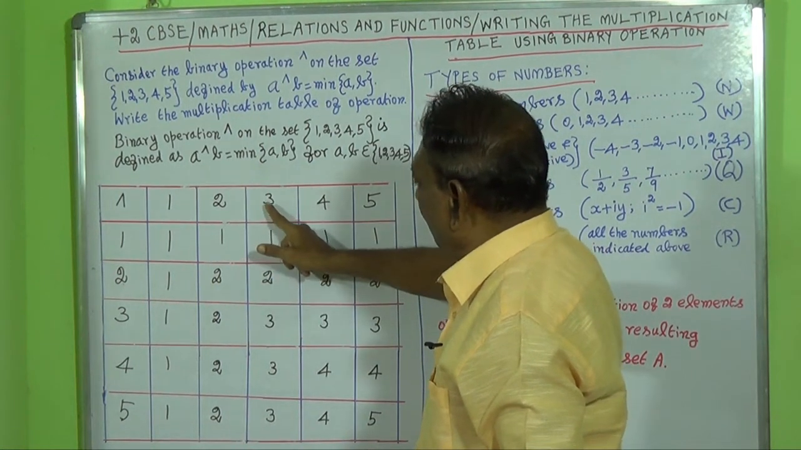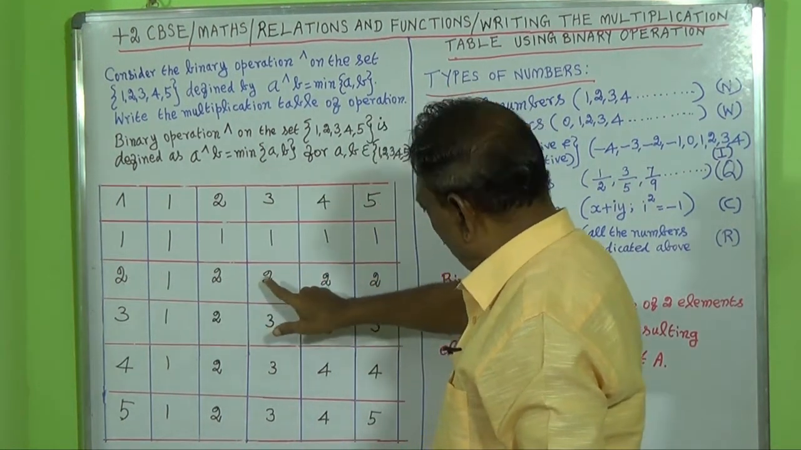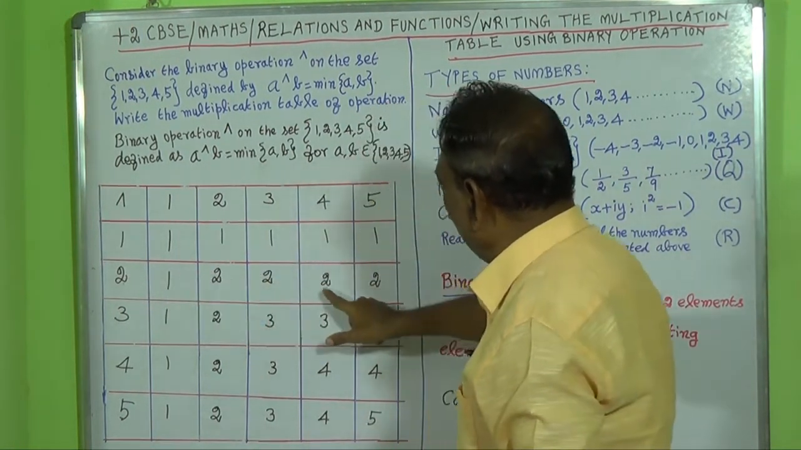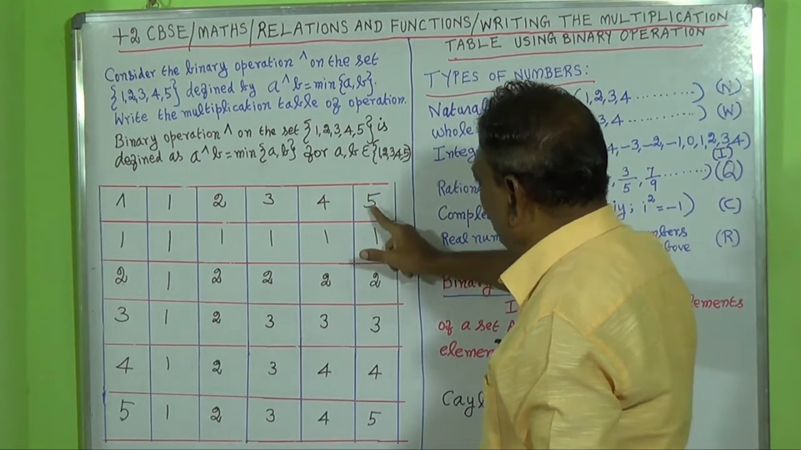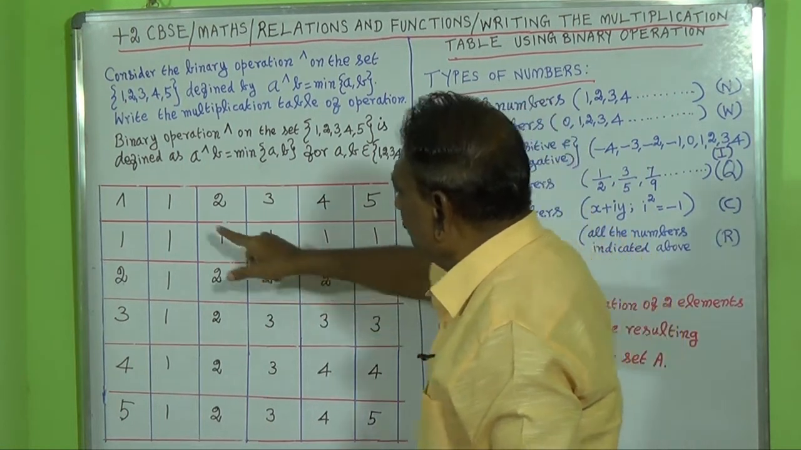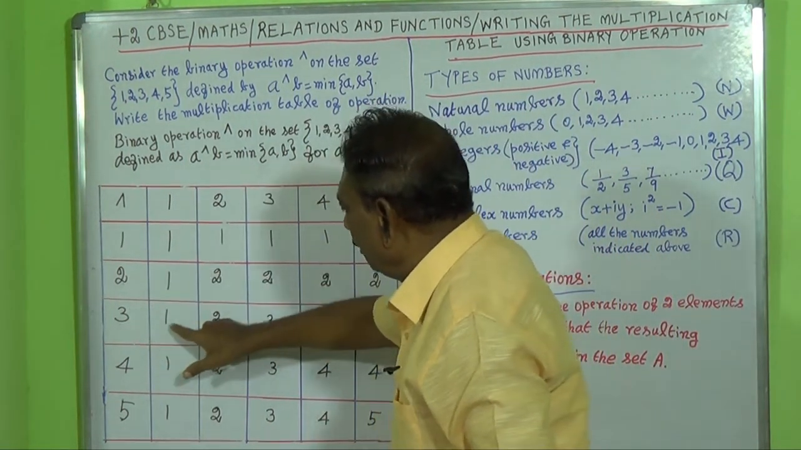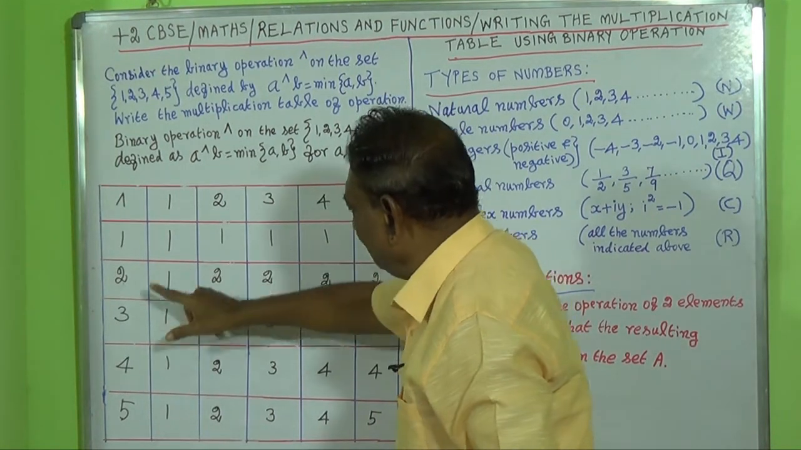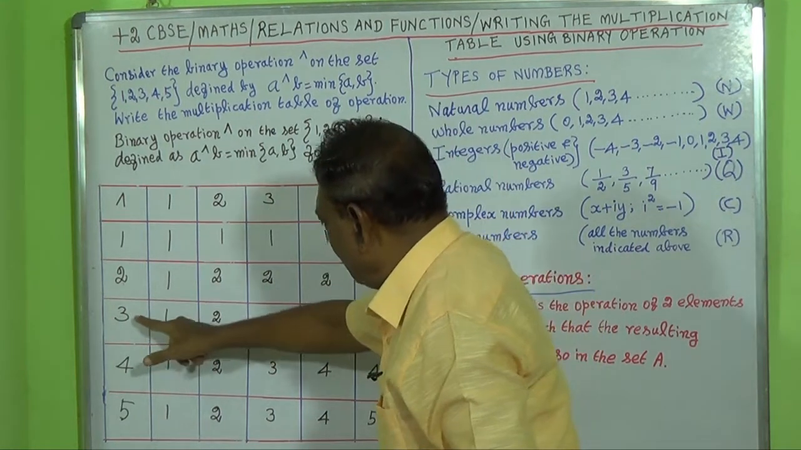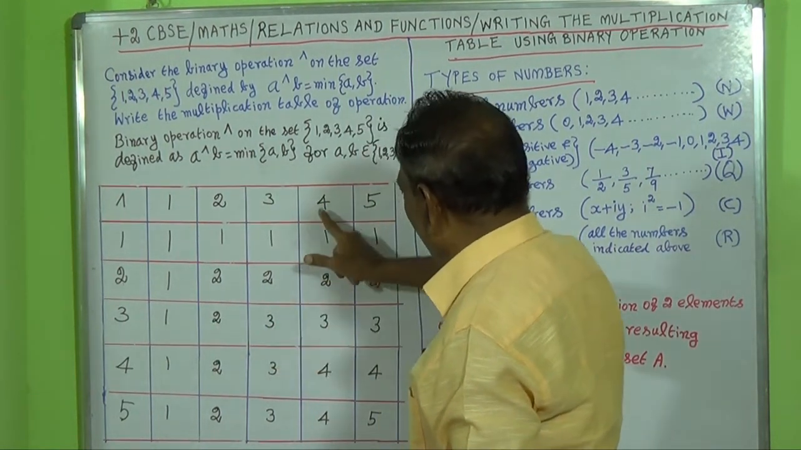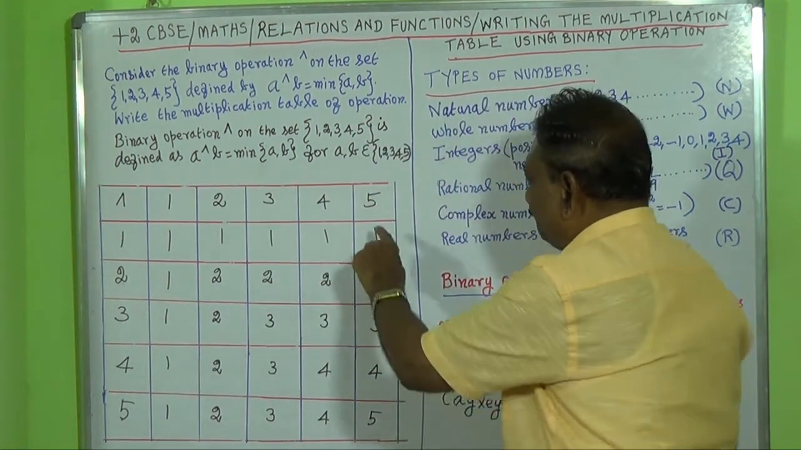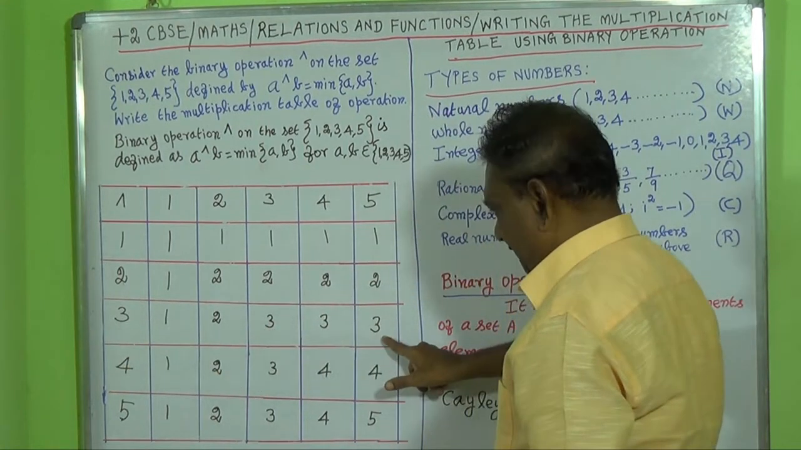If we take 3 and 2, the minimum number is 2. If we take 4 and 2, the minimum is 2. If we take 5 and 2, the minimum is 2. If we take 1 and 3, the minimum is 1. If we consider 2 and 3, the minimum is 2. If we take 3 and 3, the minimum is 3. If we take 4 and 3, the minimum is 3. Considering 5 and 3, the minimum is 3.